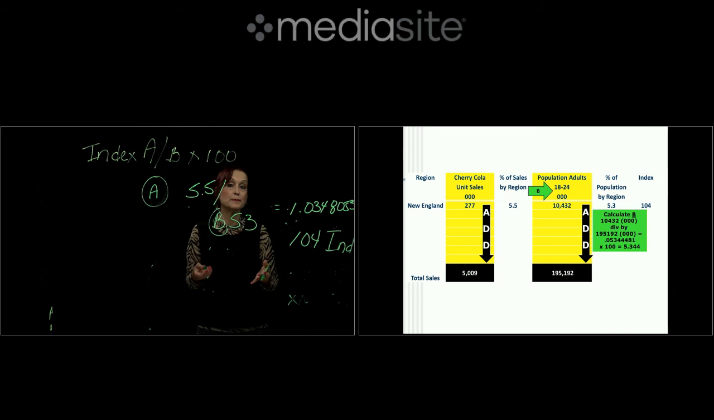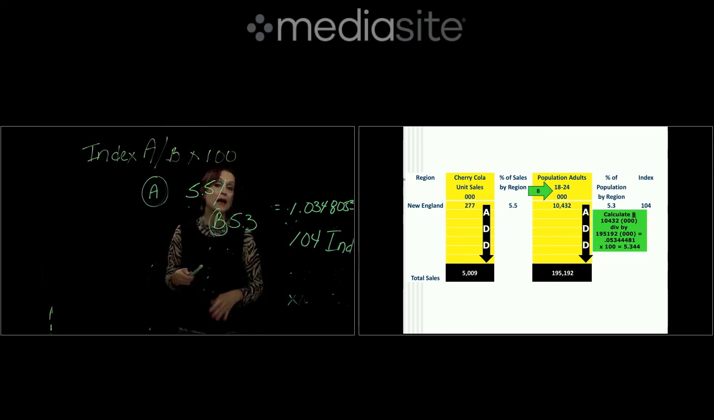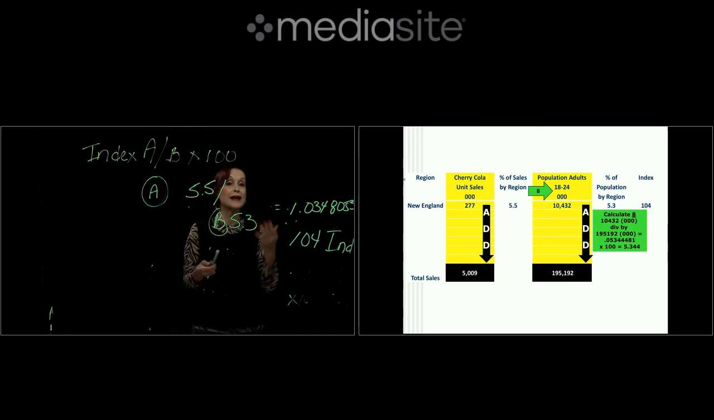So what this means is that this is the index for consumption of cherry Coke among adults 18 to 24 in the New England region. Now, let's understand how to report the results. So the BDI against adults 18 to 24 for cherry Coke for the New England region is 104. What this means is that adults 18 to 24 are 4% more likely to appear among cherry Coke drinkers in the New England region than they are likely to appear in the general population.